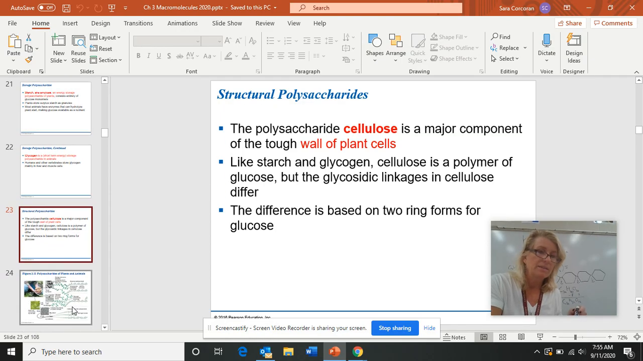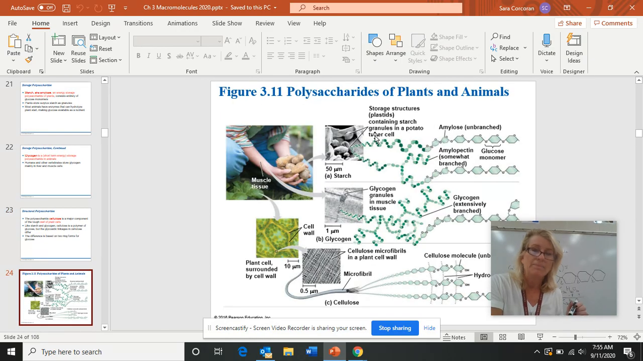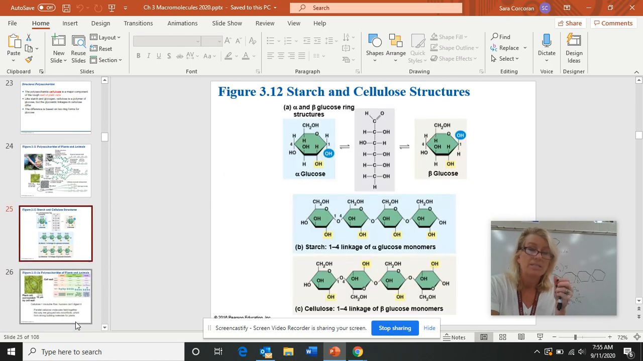So let's come down here and take a look. This is one example where you see starch is kind of, it branches a little bit, glycogen branches a lot, but cellulose is long and fibrous, and it actually bundles together into these microfibrils, which are really structurally strong, and they build the plant cell wall. Here's the bonding, and here's what's different. Once again, you don't need to know this. It's just kind of interesting.